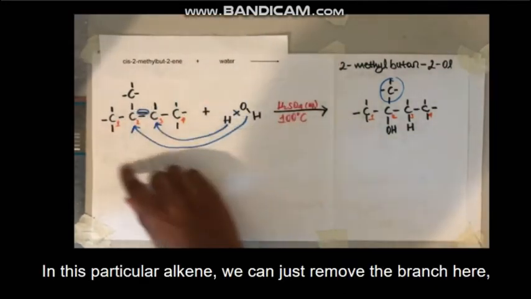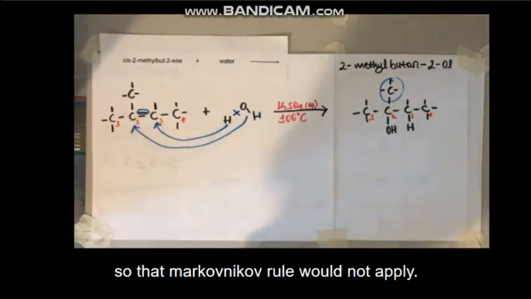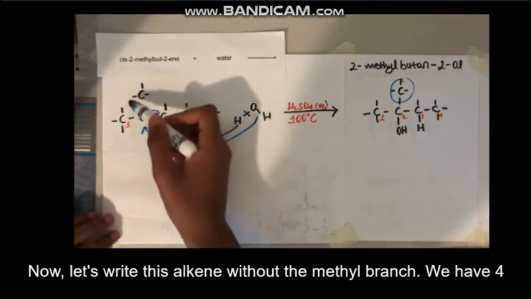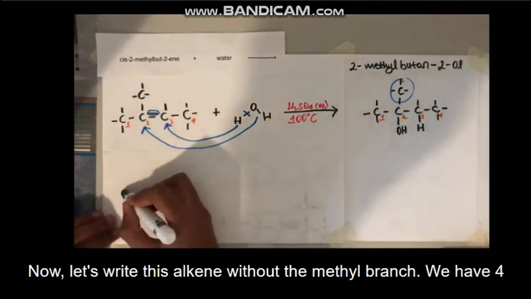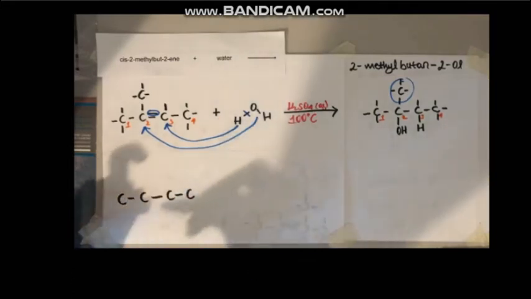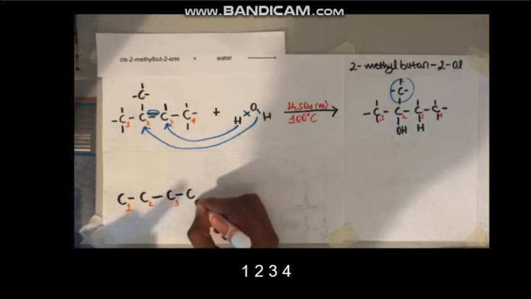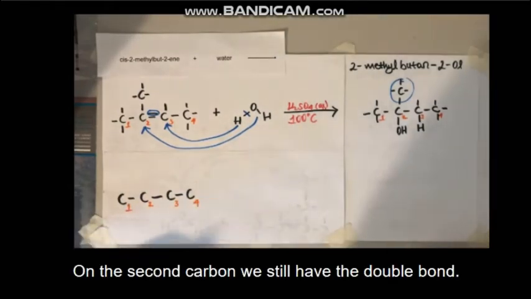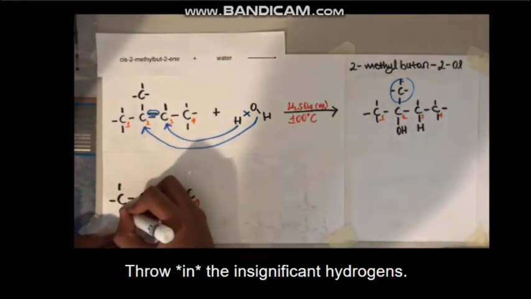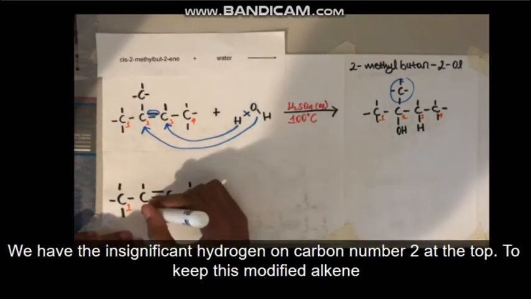In this particular alkene, we can just remove the branch here so that Markovnikov's rule would not apply. Now, let's write this alkene without the methyl branch. We have 4 carbons here. 1, 2, 3, 4. Let's number the carbons. 1, 2, 3, 4. On the second carbon, we still have the double bond. Throw in the insignificant hydrogens. We have an insignificant hydrogen on carbon number 2 at the top.